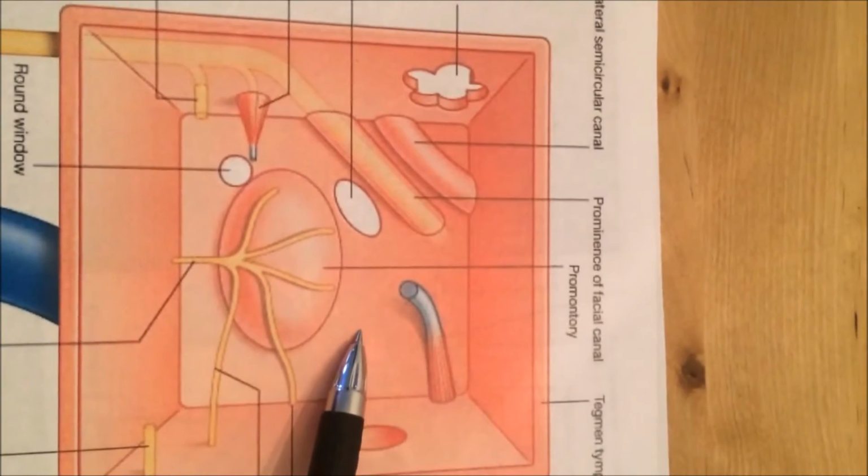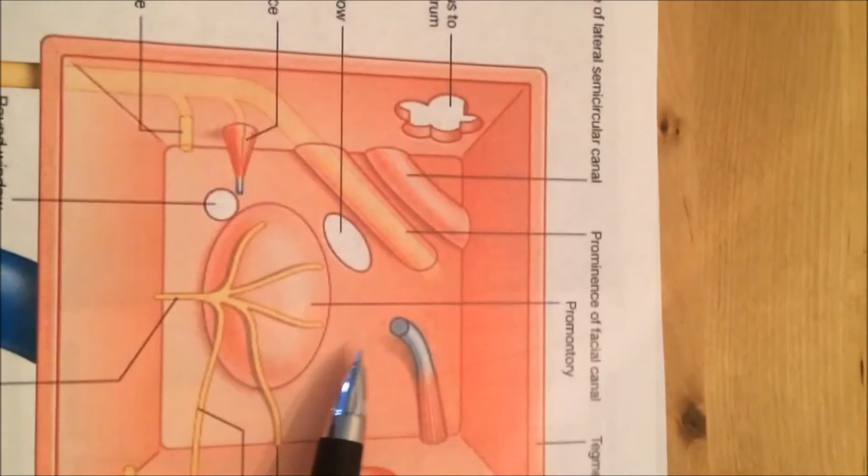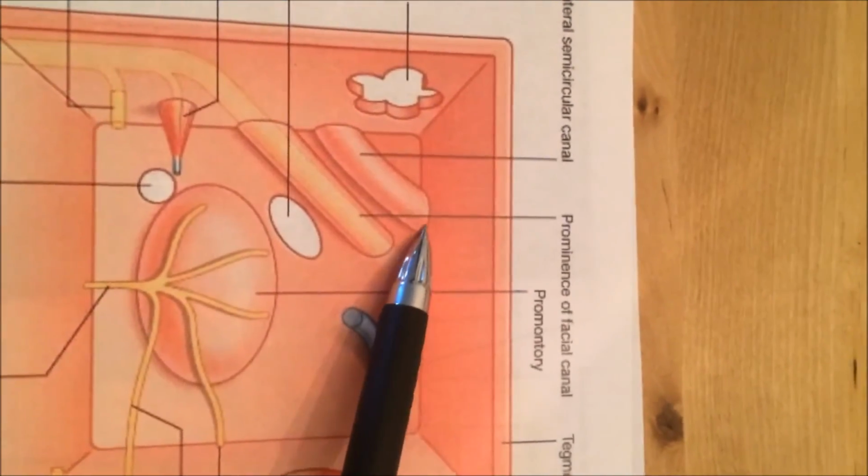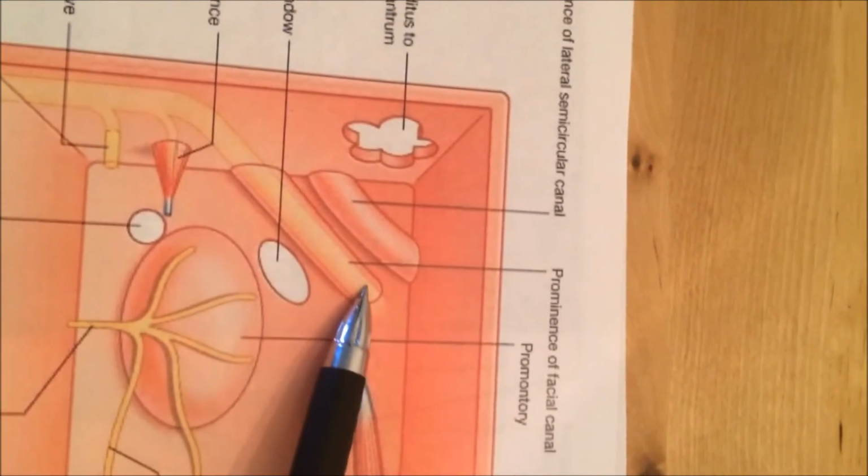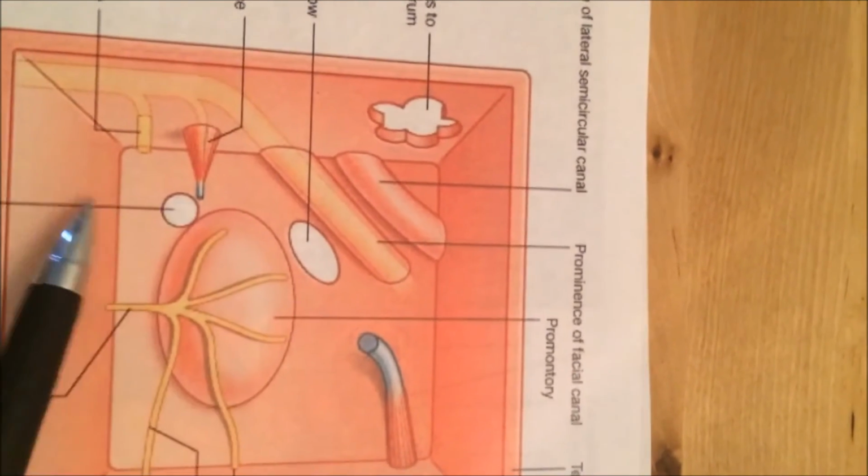The medial wall has the prominence of the lateral semicircular canal here, the prominence of the facial canal here, the oval window, the round window, and the promontory.